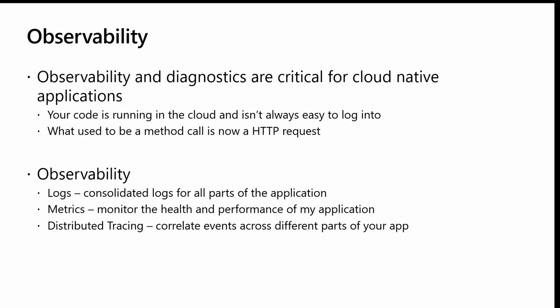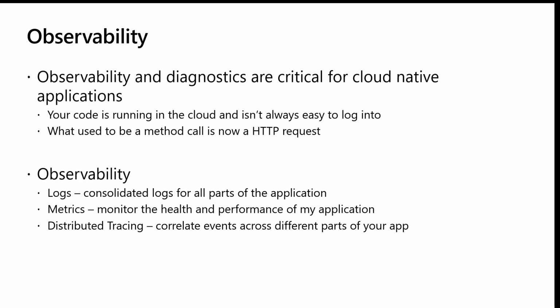Things that used to be a method call within my one application are now going over HTTP to some other machine, maybe even some other database cluster, maybe even some other data center. They're a lot further apart, which means observability and diagnostics become even more important now than they ever were in the past.